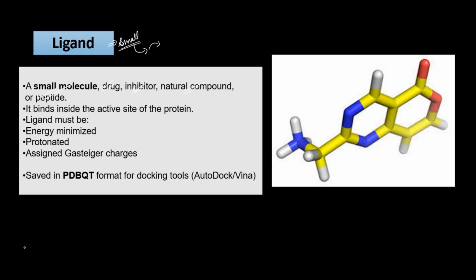Okay. And before the docking, first we prepare the ligand. For preparing the ligand, first we minimize the energy, then make the protonated form, then assign the charges, next we assign the Gasteiger charges. Okay. Then we convert the ligand into PDBQT format. Now our ligand is ready for the docking purpose.